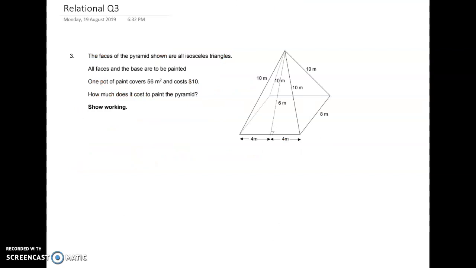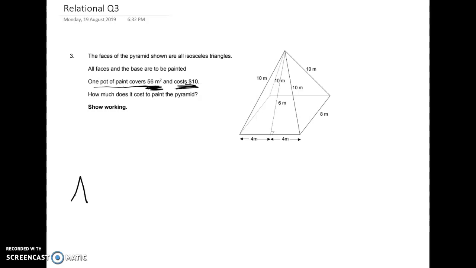The faces of the pyramid shown are all isosceles triangles, and we have to paint all the faces and the base. And we've got one pot of paint will cover this much area, 56 meters squared, and it costs $10. So how much does it cost to paint the pyramid?